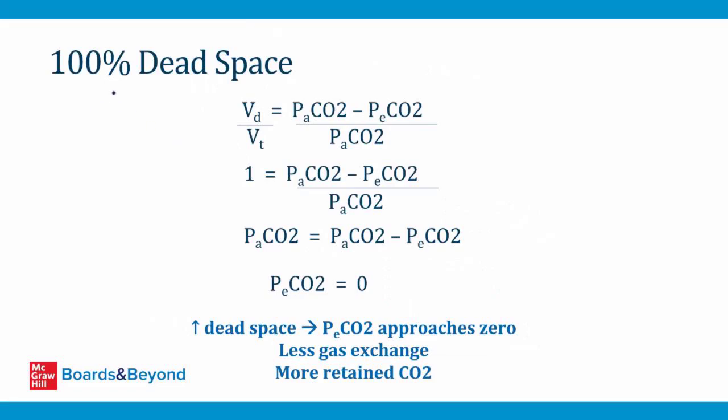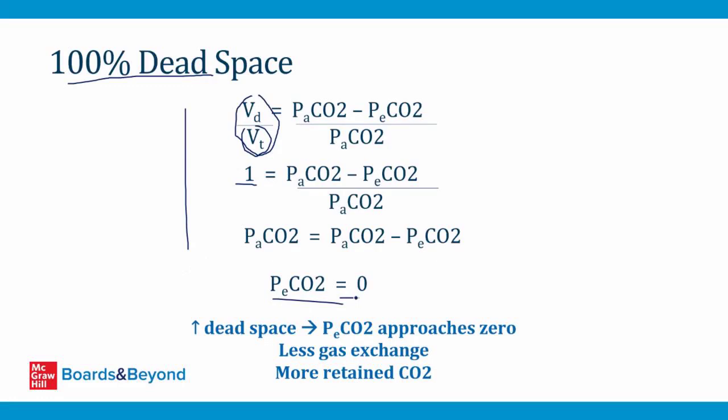Now let's flip the tables and talk about what would happen if we had 100% dead space. In other words, if the lungs didn't work and all the areas of the lungs were dead space. Well, in that case, VD divided by VT would be 1. In other words, 100% of your tidal volume would be going to dead space. And so we can work through this math here, which you can do if you want, but you don't have to do this for your board exams. You just need to understand the principle. And we would get that the expired CO2 is equal to 0.